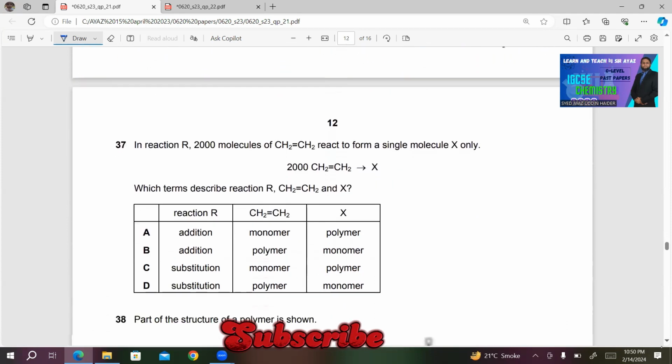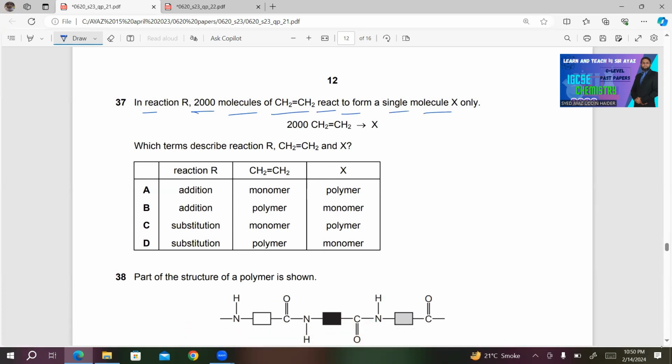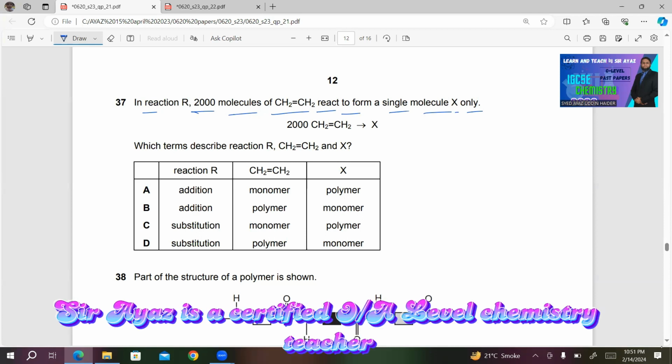Question number 37. In reaction R, 2000 molecules of CH2=CH2 react to form a single molecule X only. So it looks like it's forming a polymer. This is a reaction involving polymerization. So we have 2000 molecules of CH2=CH2, an alkene, in fact ethene, and we are getting X. X is the polymer and CH2=CH2 is the monomer.